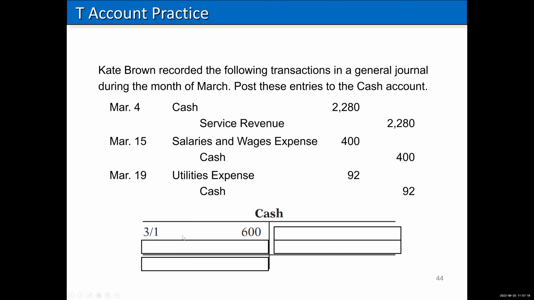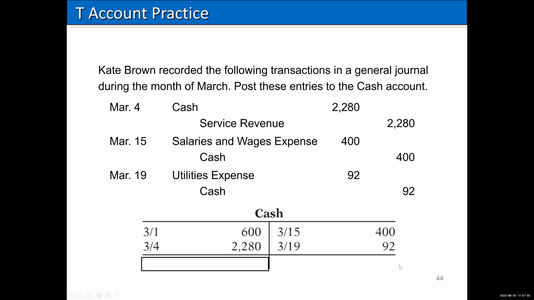So on March 1, we had a cash balance of 600. And on March 4, we received $2,280 in cash. So let's post that. Okay. And then on March 15, we paid cash of 400. Now that's a credit. So let's go ahead and put that in. And then on March 19, we paid another $92. That's a credit. So we'll put it here.